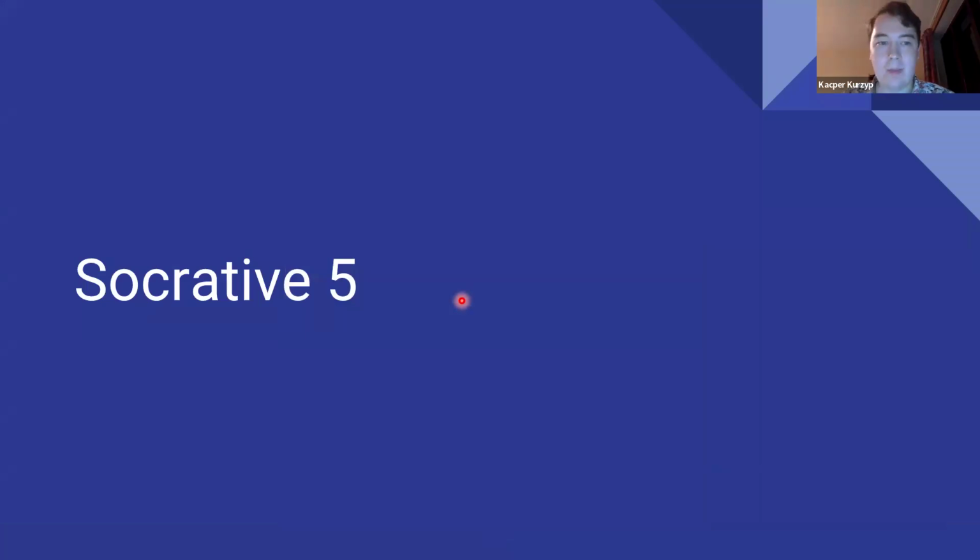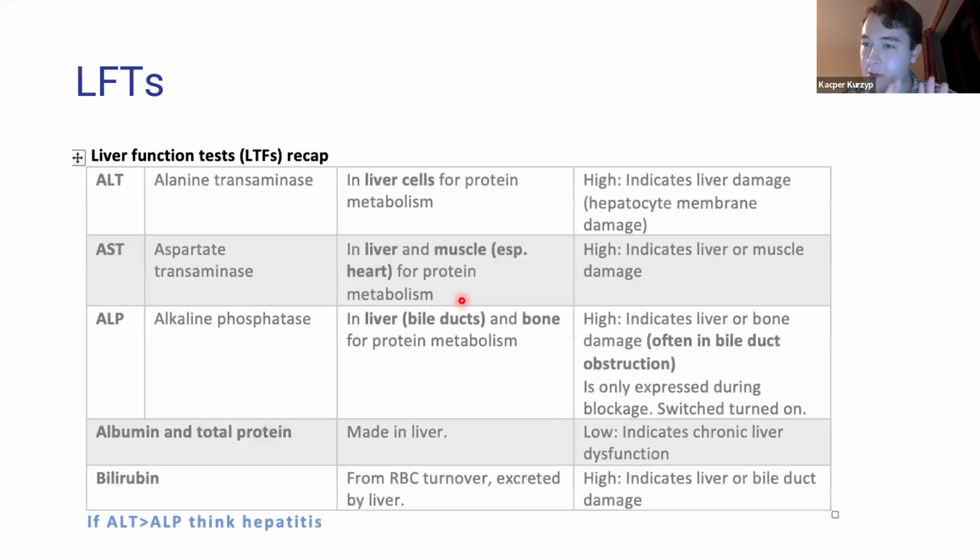LFTs. Now, LFTs are quite important to tell you what is going on. Now, they say it's function, it's rubbish, it's not function. It's the test of damage. What is currently being damaged? ALT and AST are markers of the damage more directly of the liver itself. So if they are sky high, the cells of the liver are either dying or not happy.